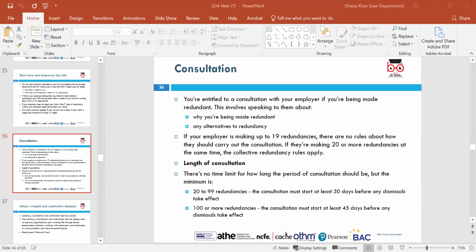For 20 or more redundancies, the consultation will start at least 30 days before any dismissals take effect. And for 100 or more redundancies, the consultation starts at least 45 days before dismissal takes effect.